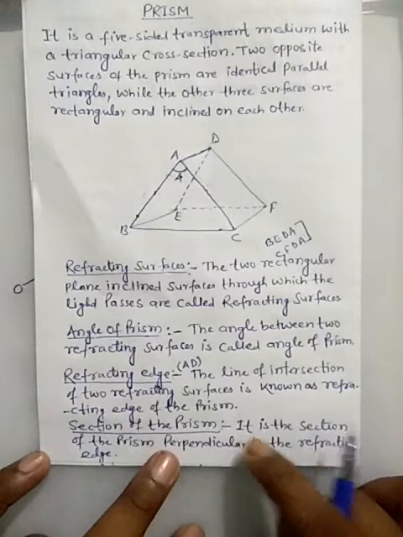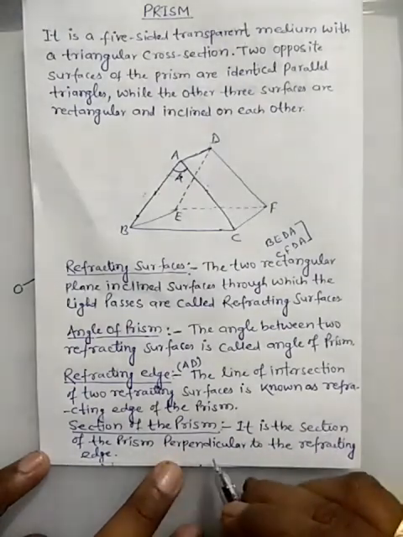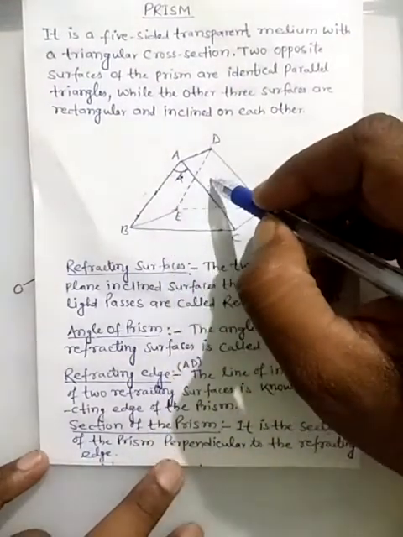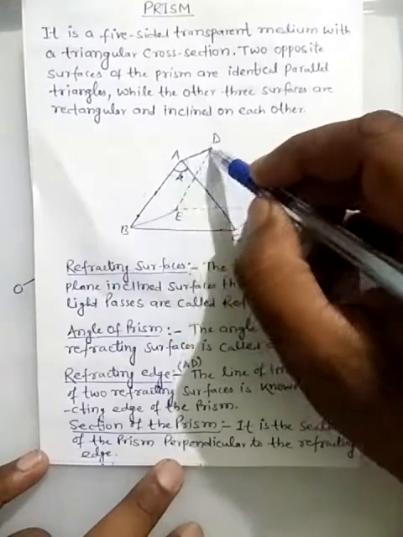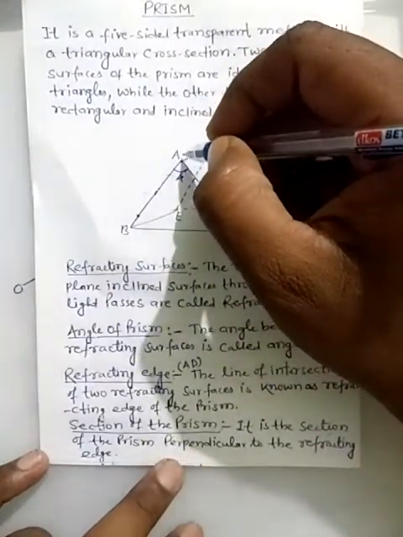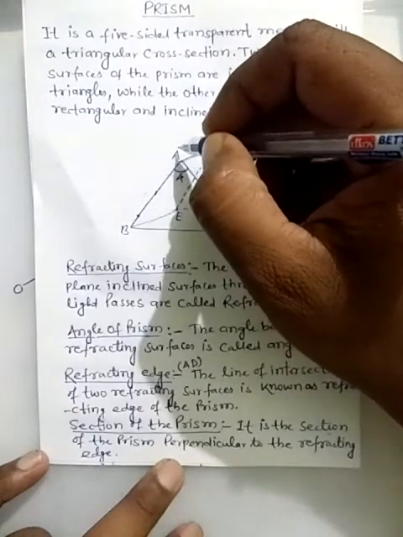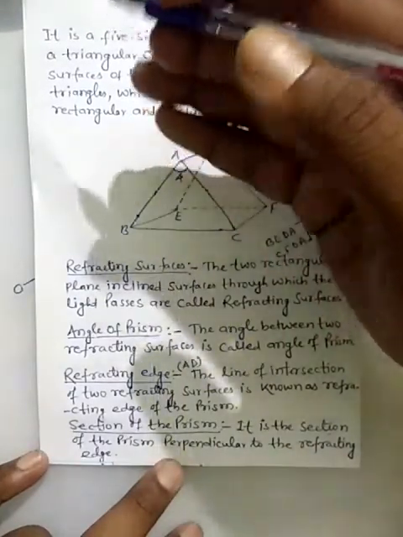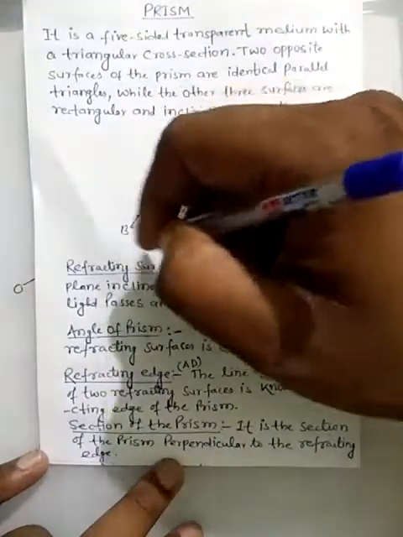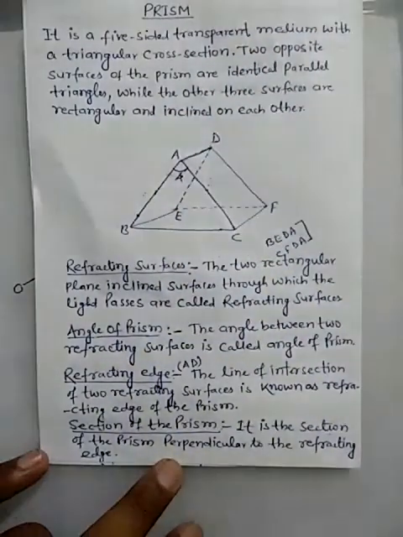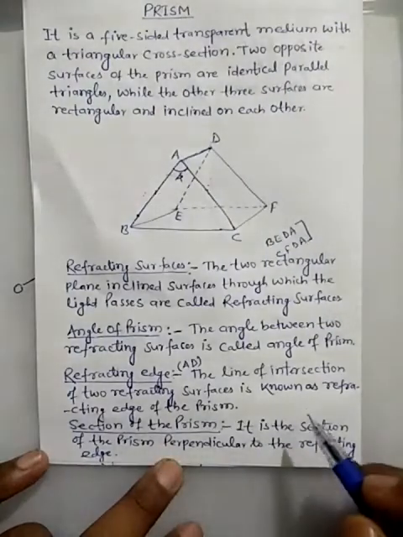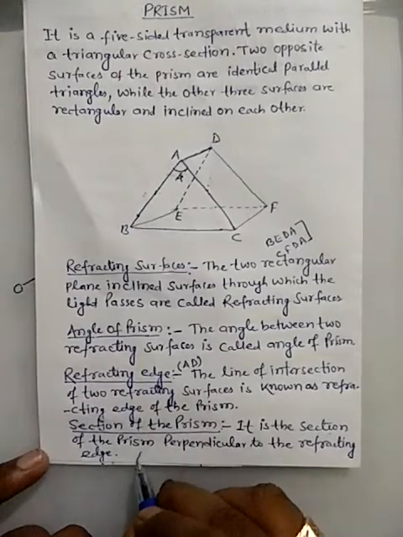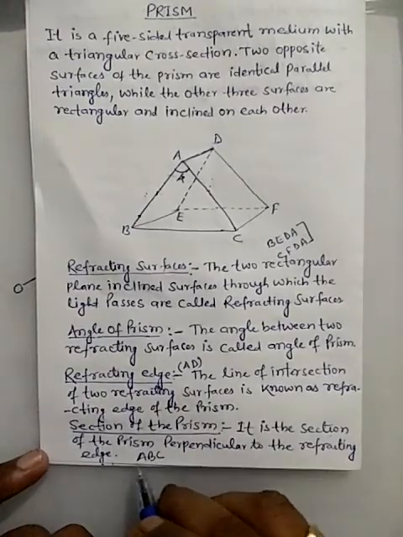Next term is section of the prism. Basically it is the section of the prism perpendicular to the refracting edge. This is the refracting edge AD, and if we cut a section perpendicular to AD, then we obtain a triangular portion, and that will represent the section of the prism. Here the section of the prism is ABC.